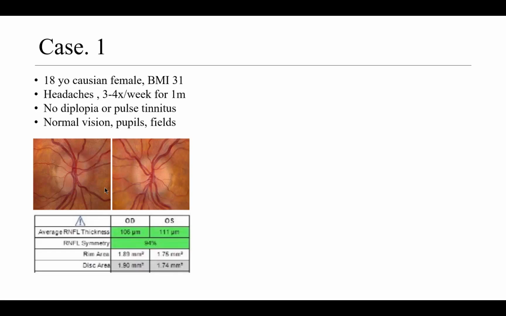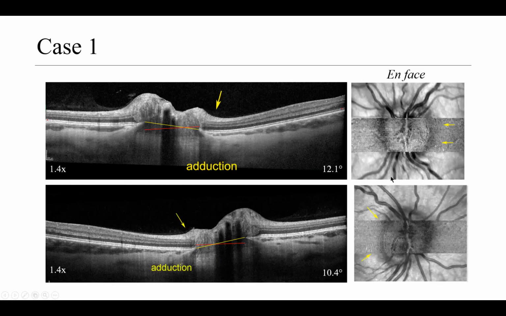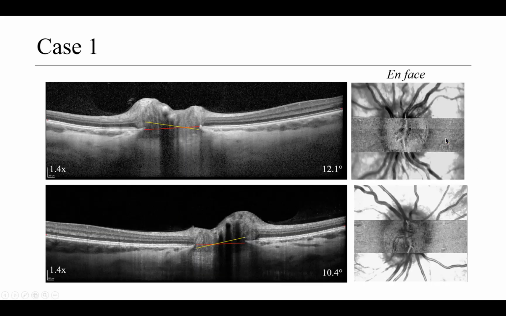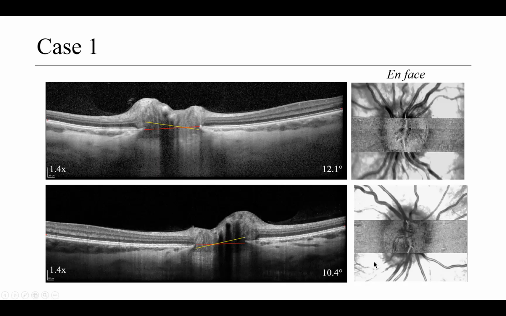Let me give you an example of how you can exploit this feature. This is an 18-year-old woman, BMI of 31, headaches, normal vision, pupils and fields. This is the appearance of the disc. The mRNFL is normal. I looked very carefully for folds, did not or could not convince myself the patient had folds. The shape pattern looked pretty normal to me. I'd call that a V shape. But if you look at the en face OCT and compare it in adduction to primary and abduction, you can see that there are folds that are only present in adduction, in both eyes.